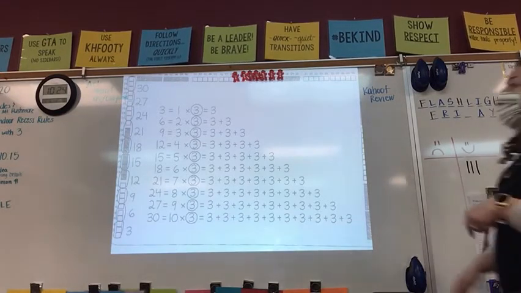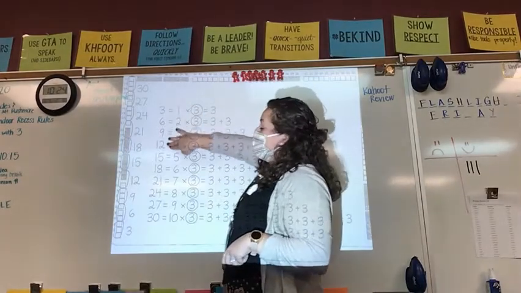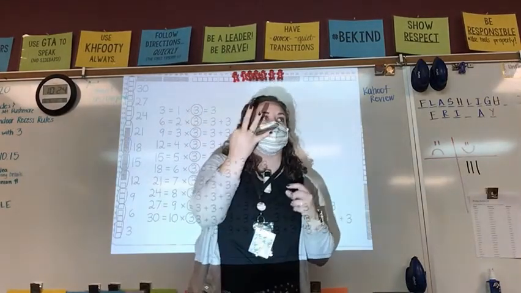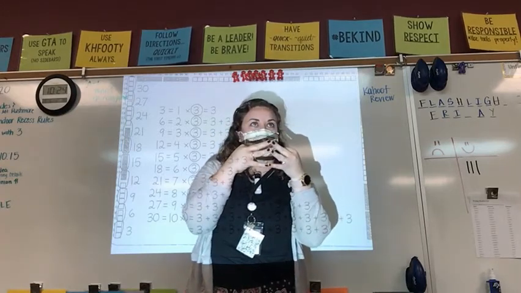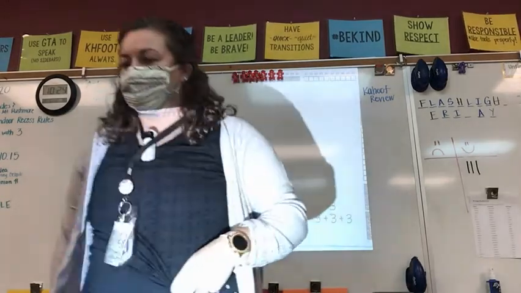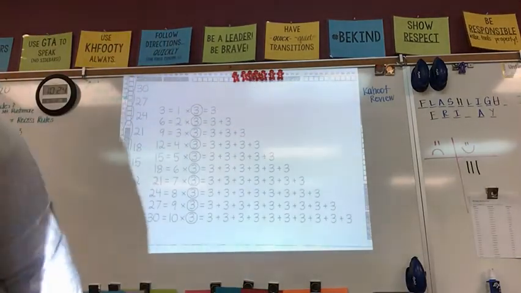They do go odd, even, odd, even, odd, even. And that's because 3 is an odd number, but guess what? Every other time, it's going to have partners. Right? Good observation.